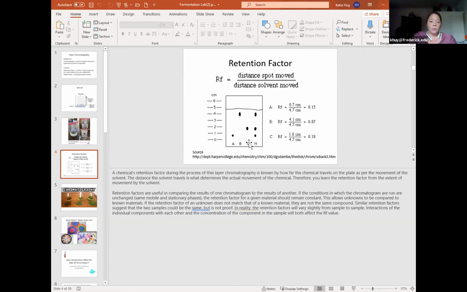Now, if you get a number that is greater than 1, greater than 0.99, we've probably switched the solvent and the ink spot. So make sure that your number is under 1, less than 1.